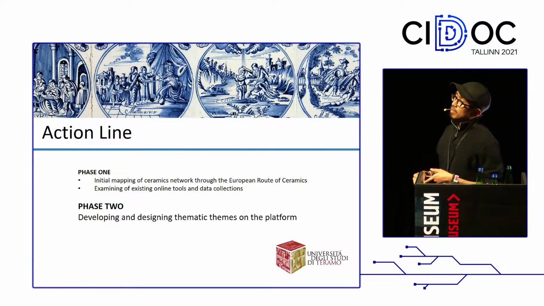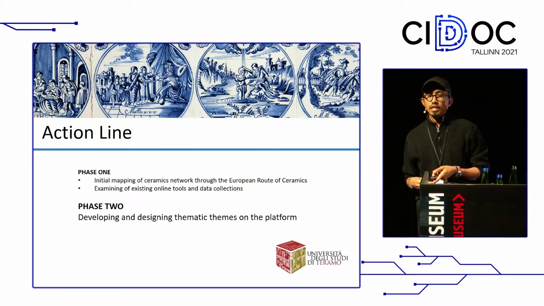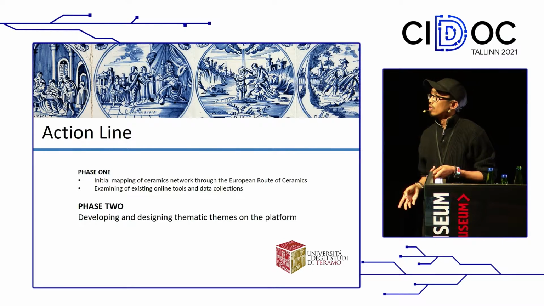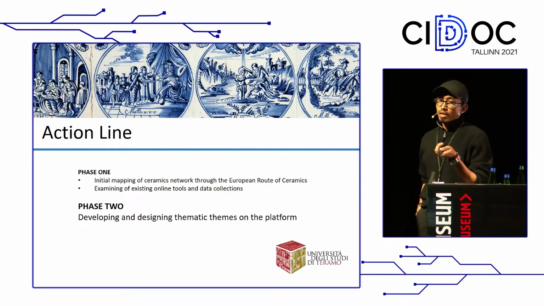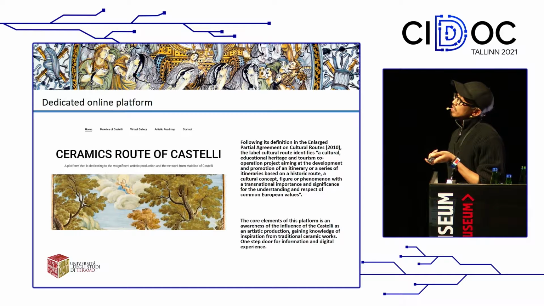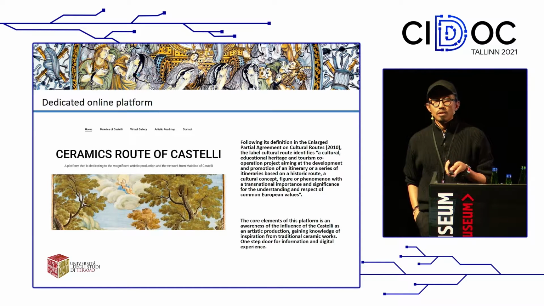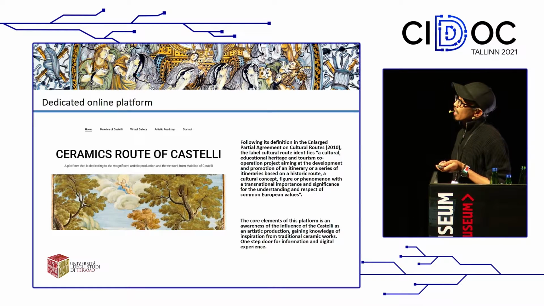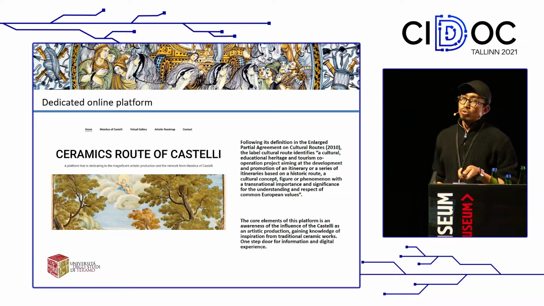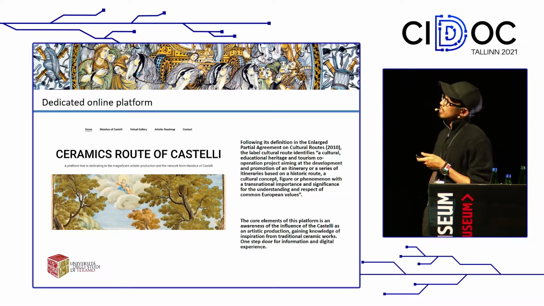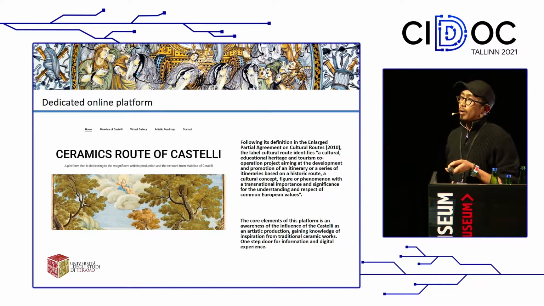Phase 2 is designing the themes of the platform. And this is the platform that I'm trying to develop at the moment. It's called Ceramics Route of Castelli, which, as I mentioned before, is connected to my work with the cultural routes.